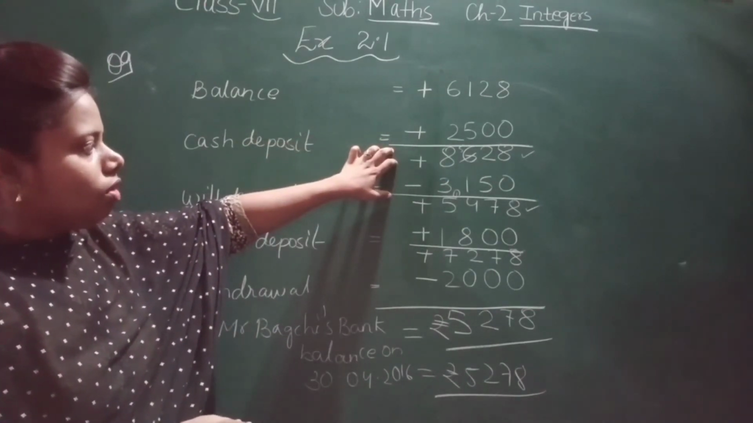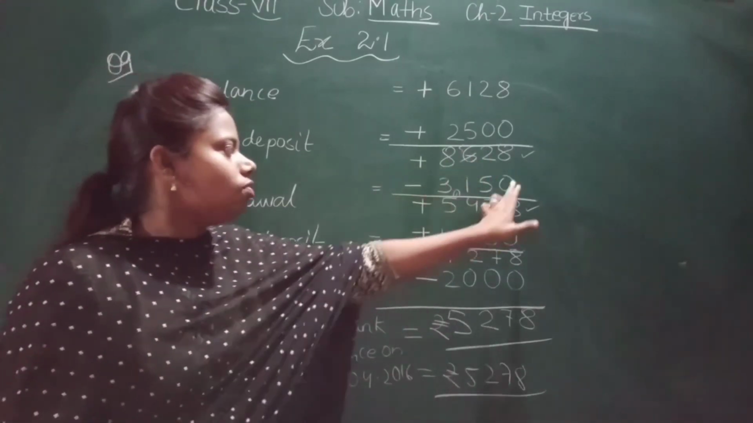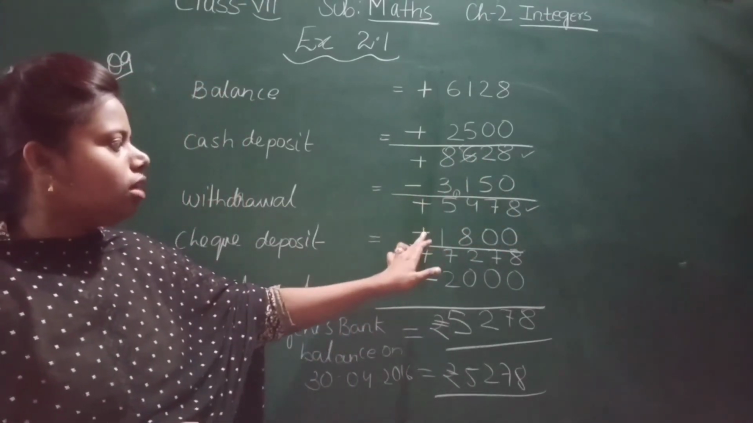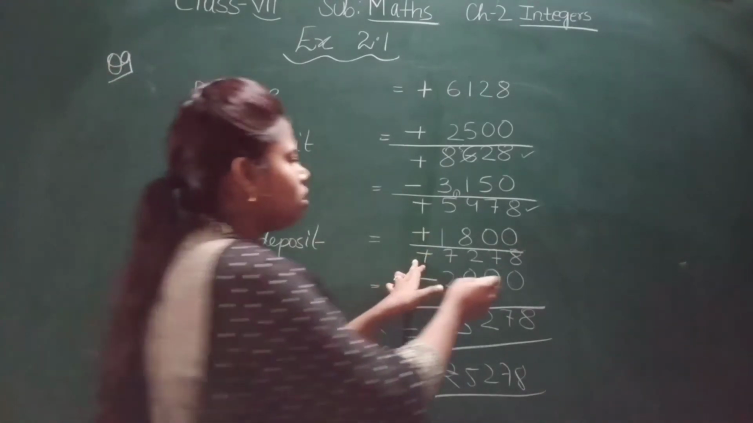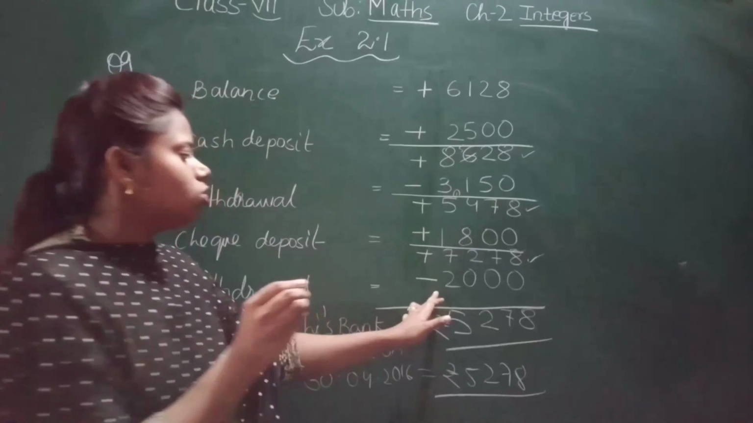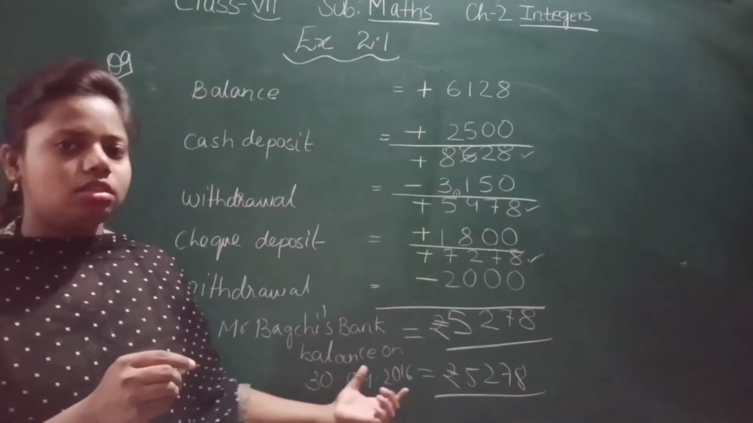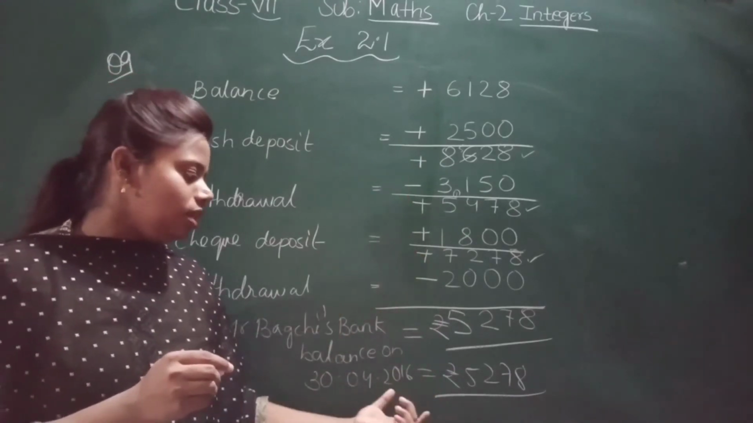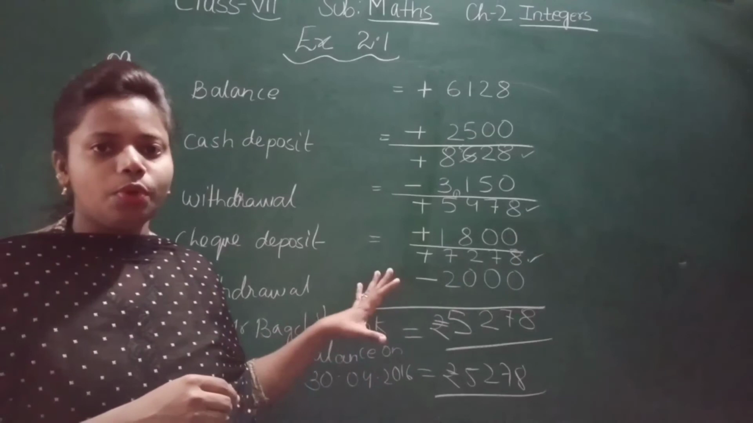So in this way you can do the balance: cash deposit, add. Then again what you have to do? Withdrawal means subtraction. Then again whatever you get, a deposit was done, plus. So again whatever you get, withdrawal of 2000, so minus, and what you get at last is the balance. Okay, after so many transactions, with this I have completed this exercise 2.1.